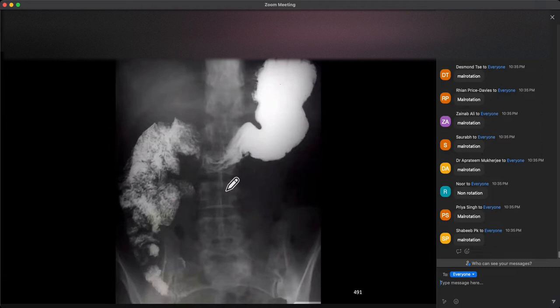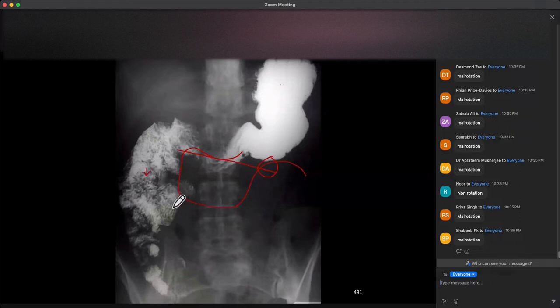Yeah, this is malrotation. So the DJ flexure should go like that. And the DJ flexure should be about here, and it's at the same level as the pylorus. Okay. But the DJ flexure is somewhere down here. Okay. So there's malrotation.